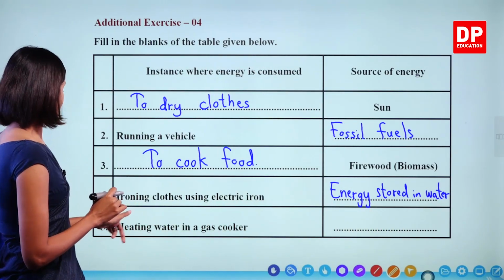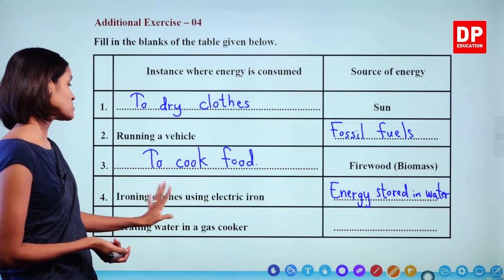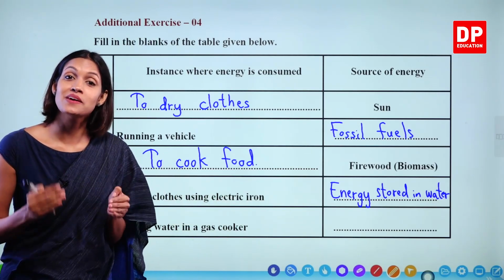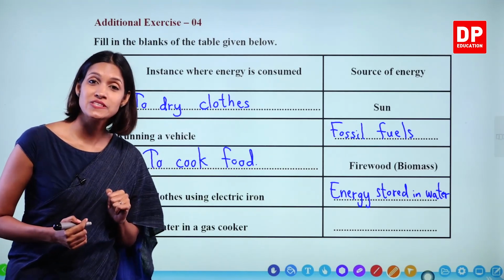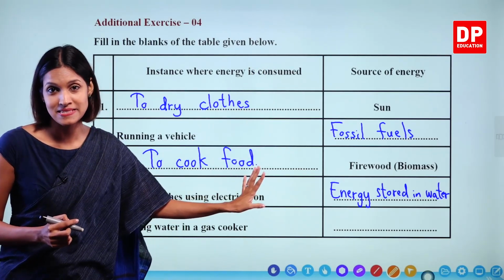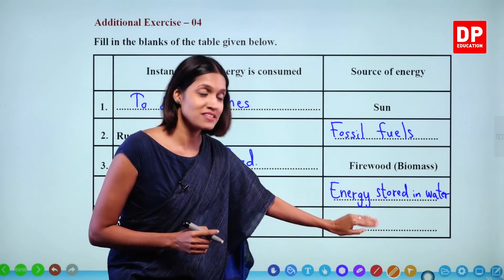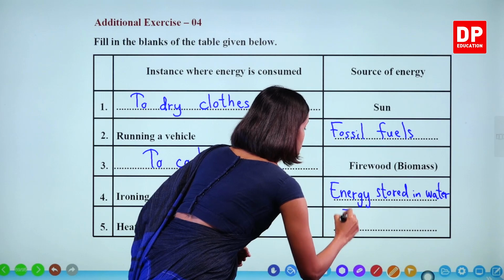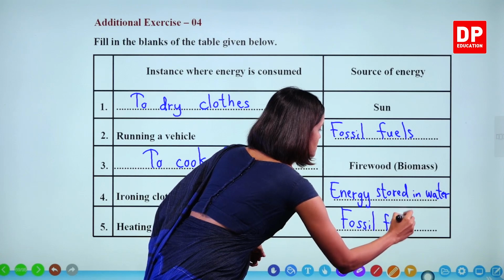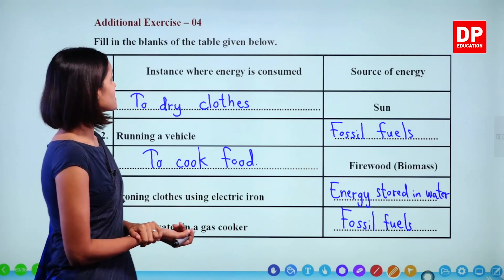Okay. The last one. Heating water in a gas cooker. In order to heat water in a gas cooker, basically we use LP gas. So LP gas is coming under fossil fuels. So fossil fuel is the source of energy. Example is LP gas, right? So remember, this side you have to write source of energy. So here, what is the example? Fossil fuels. Within brackets, you can write LP gas, right?